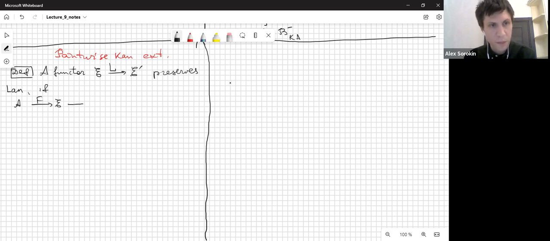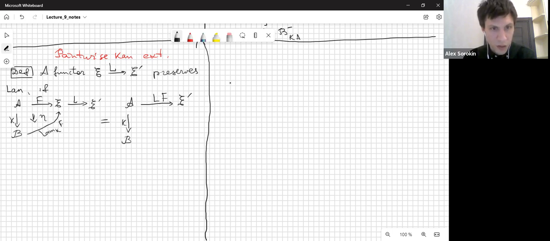so we have functor F from A to E, we extend this by functor L from E to E prime category. We have extension functor K, and here we will have the left Kan extension of F along K and natural transformation eta. So this diagram precisely is the diagram for the following left Kan extension. Here is K, here is B, here is LF, and here is the left Kan extension of LF along K. And here is eta prime.